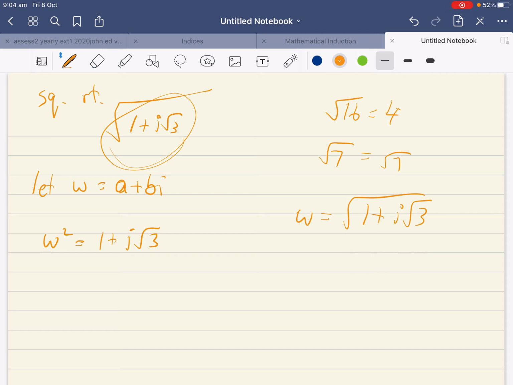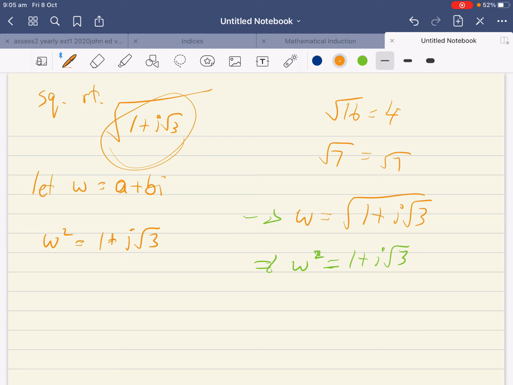So if W is the square root of this number, then of course that would imply that W squared is equal to 1 plus i root 3. Right, and that's where we're at here. Okay, so back over to my working out. You just let some generic complex number be the square root of whatever you're trying to find. So then you can say that complex number squared is equal to the thing.